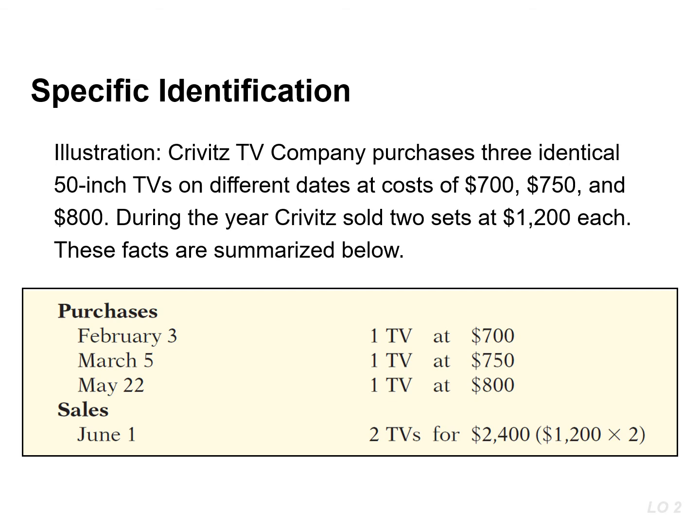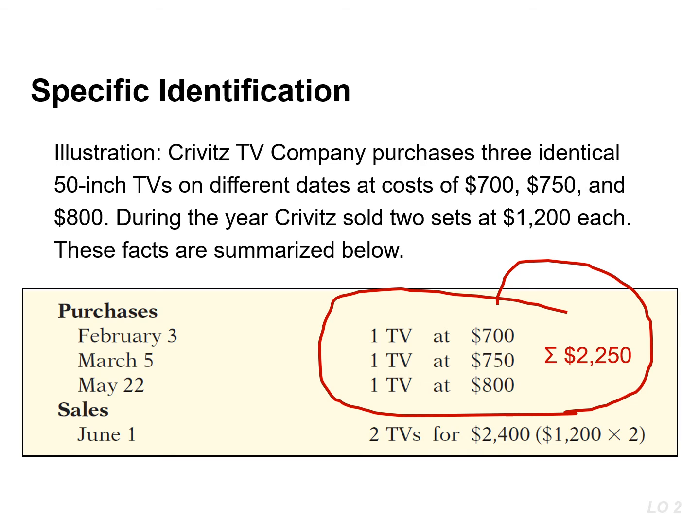Let's illustrate this method using a TV company. If this company purchases 3 identical TVs on different dates at cost of $700, $750, and $800, the cost of goods available for sale is $2,250. During the year, the company sold 2 TVs at $1,200 each. We need to determine which TVs are assigned to the cost of goods sold and which one remains in the ending inventory. The cost of goods sold will differ depending on which 2 TVs the company sold.